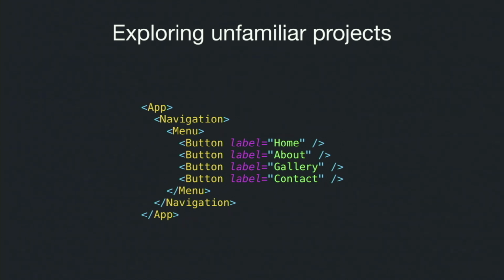One of the ways to do this in a React project is to look at what each component renders. In this example, maybe the app component renders the navigation component, and the navigation component renders everything else. But in order to know that, I would have to look at the source code for each of these components to see which elements they create.